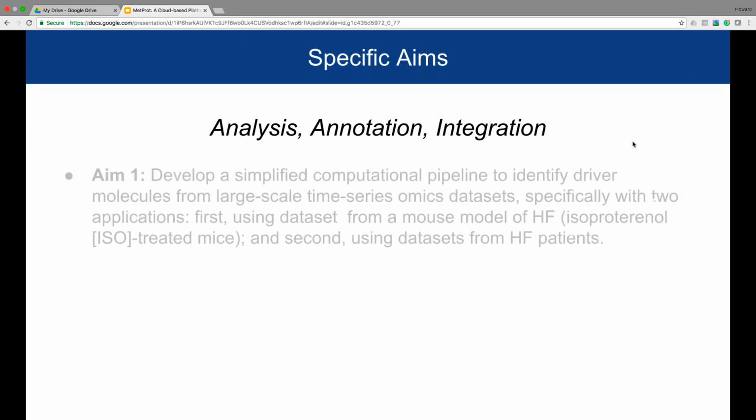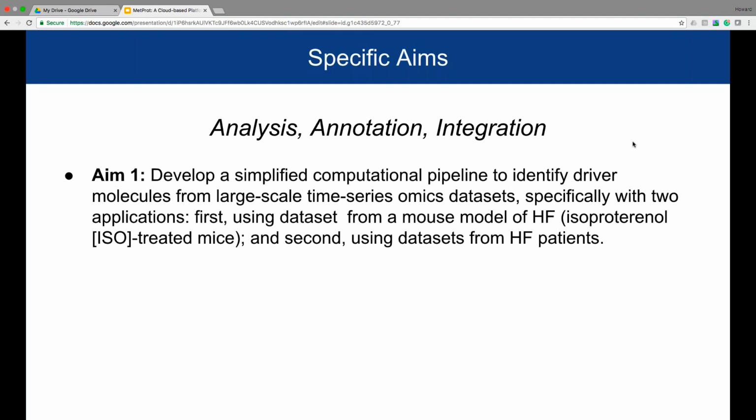So aim one is to develop a simplified computational pipeline that mainly identifies driver molecules from large-scale time series omics datasets. And to accomplish this, we are utilizing two datasets. One is a dataset from the mouse model of heart failure, which will be introduced in later slides. And the second is the datasets from heart failure patients, which will not be shown in this presentation.